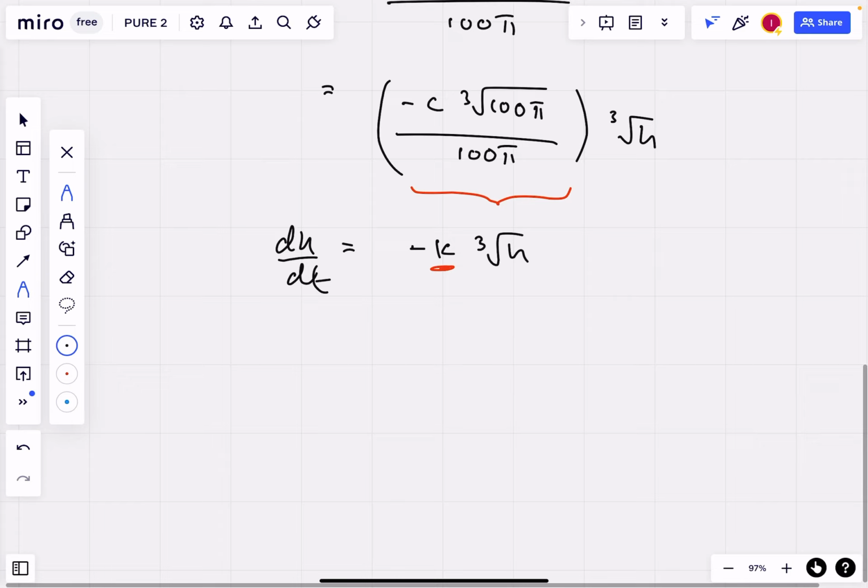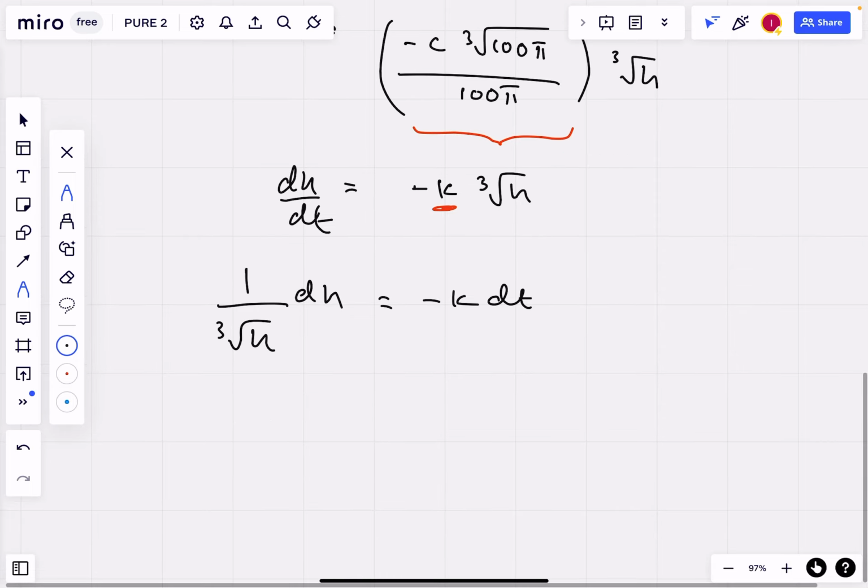So, dH over the cube root of h is equal to minus k dt. So take the cube root h to the other side, take the dt to the other side, and now h to the minus a third dh is equal to minus k dt. Now ready to integrate.